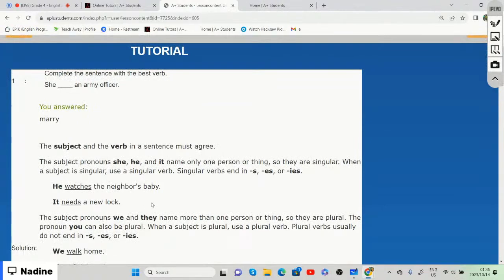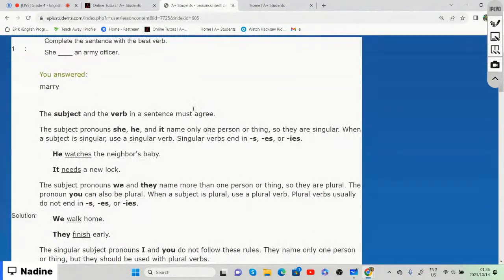Pronoun verb agreement. And once again, we said that a subject and a verb in sentences must agree. And we have a singular subject that names one person, animal, place, or thing. And when a subject is singular, we use a singular verb, right? And the verb usually ends in s, es, or ies.